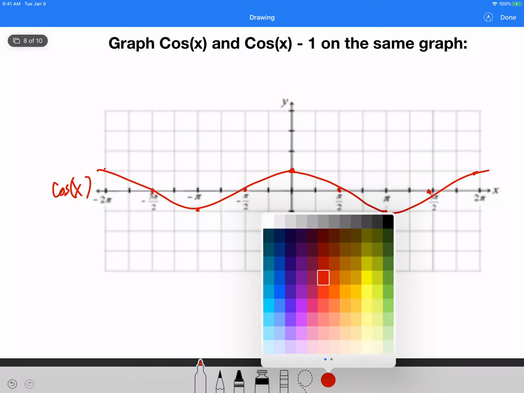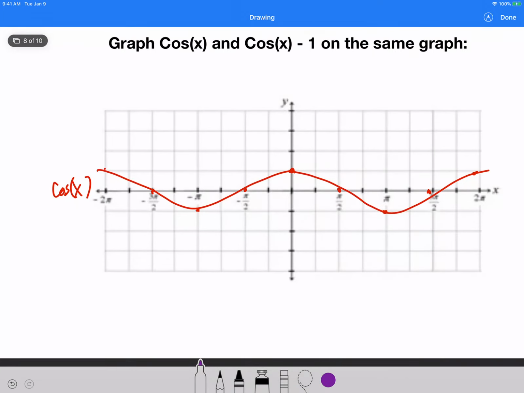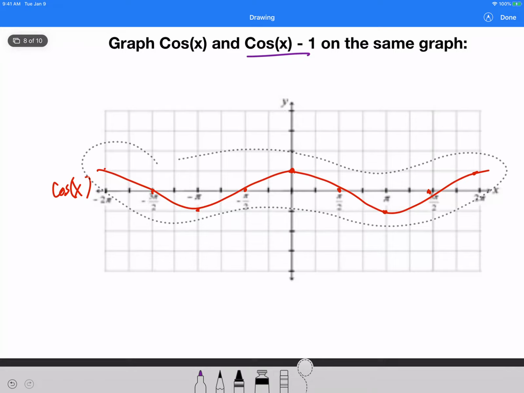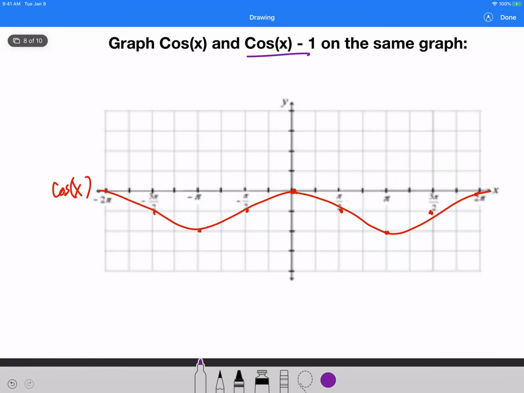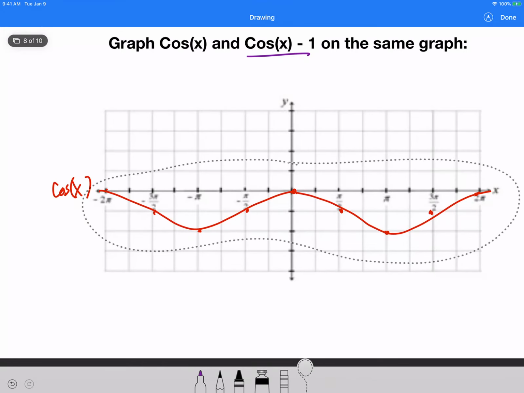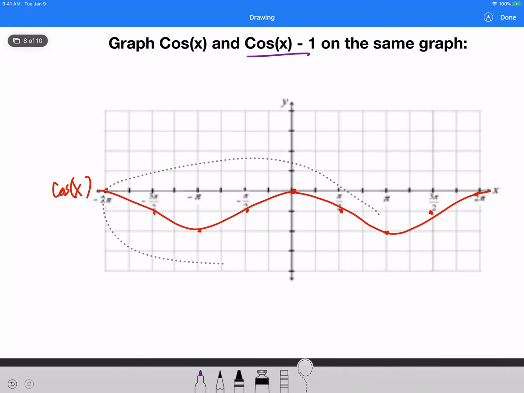Now, because I want to draw the same thing onto the same graph, it says to draw cosine of x minus 1 onto the same graph, right? So how would I be able to do that on the technical side of it is that I would simply take this and move it down 1, right? So I'm going to move it down 1, and then it's going to look like that. But unfortunately, if you're doing this on a piece of paper, how would I be able to get this without being able to freely move this around by having the grabbing tool and then just moving it around?